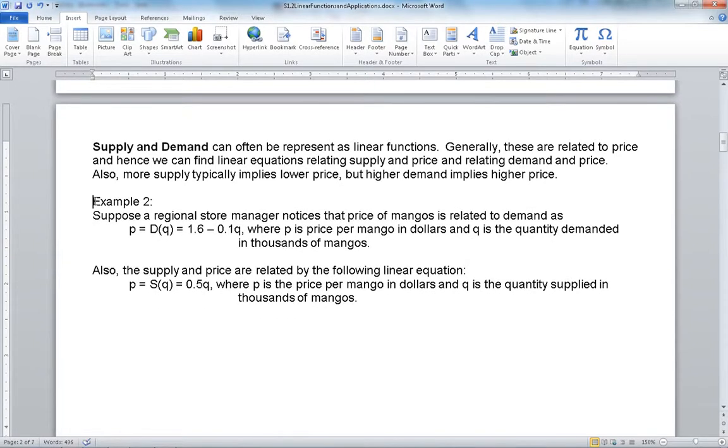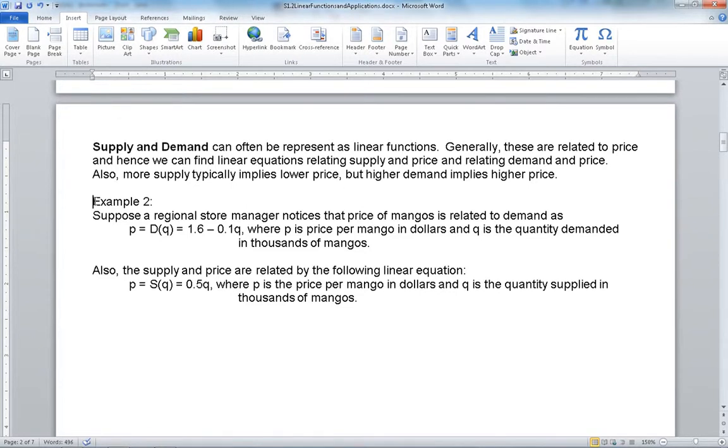So in this case, let's suppose that a regional store manager is looking at the price of mangoes, and he relates that to the quantity demanded using the function P. Price is the demand based on the quantity equals 1.6 minus 1/10, or 0.1 times Q. So P is the price per mango in dollars, and Q is the quantity demanded in thousands of mangoes.